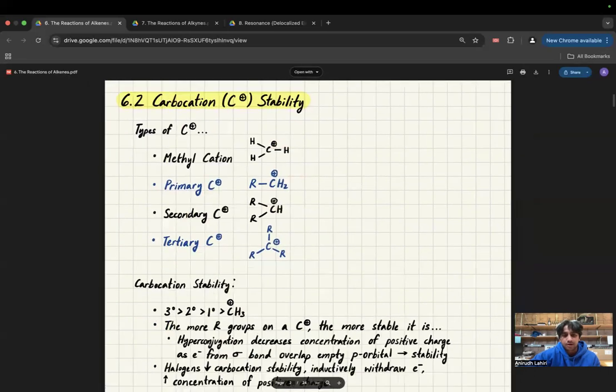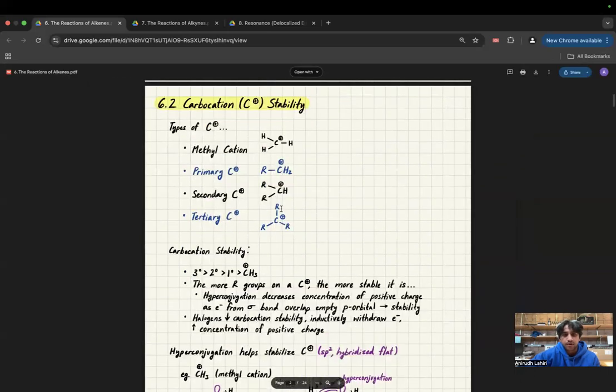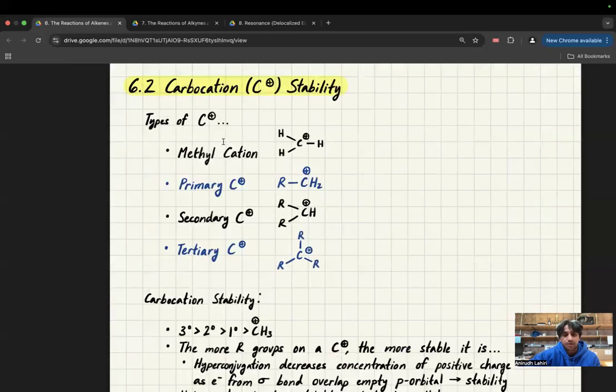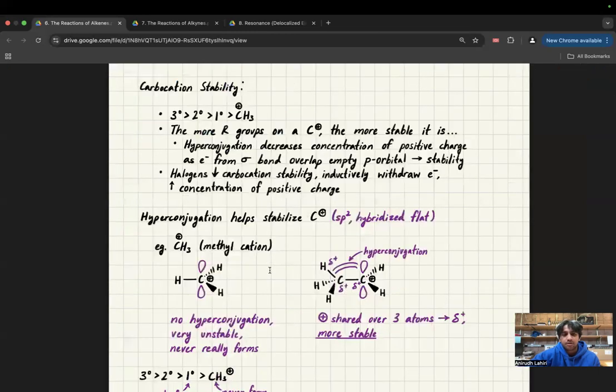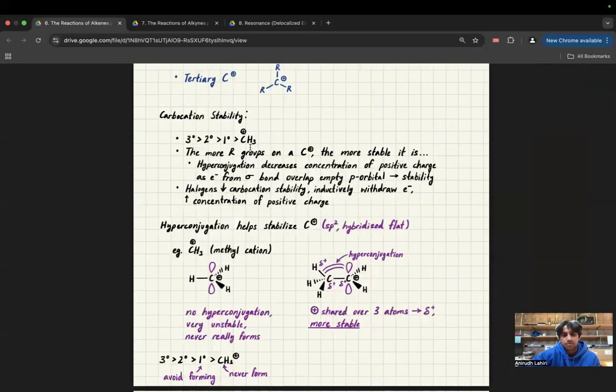So let's take a step back and talk about carbocation stability, right? So there's different types of carbocations. There's a methyl cation, primary, secondary, and tertiary. The methyl cation is just a plus on a carbon. Primary just means that you have an R connected to it, R being something carbon containing, right? What we talked about earlier, where the first connection is a carbon and the rest is some other stuff that we don't care about, right? R. Secondary, two R's, tertiary, three R's. Carbocation stability: tertiary, secondary, primary, methyl. The more R groups on a carbocation, the more stable it is.